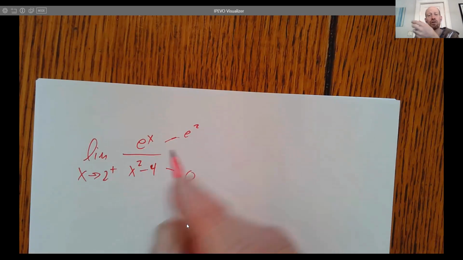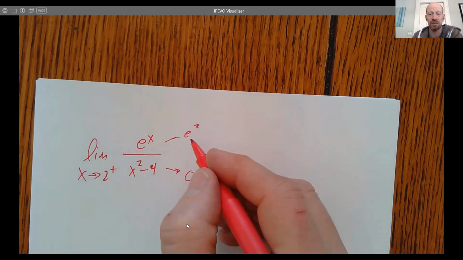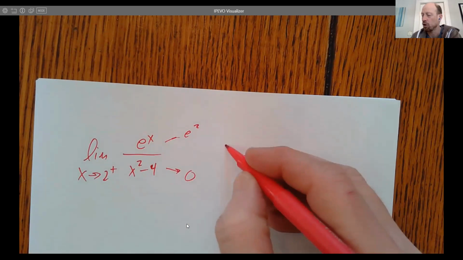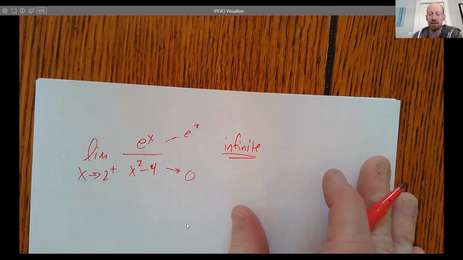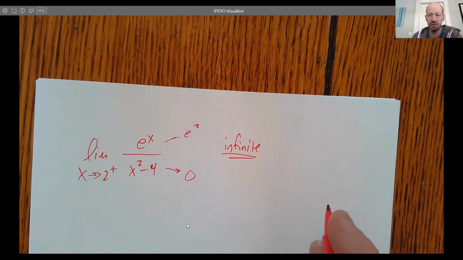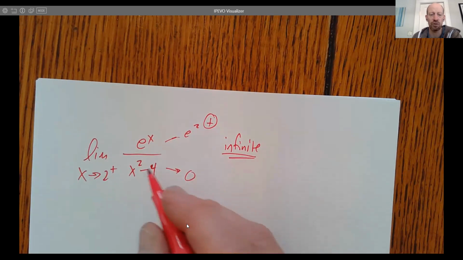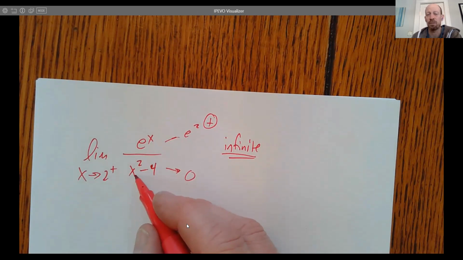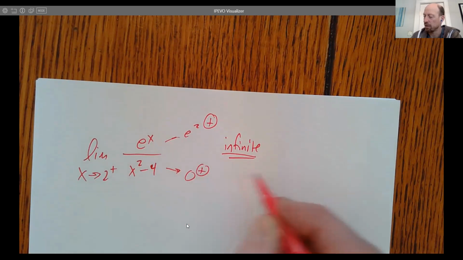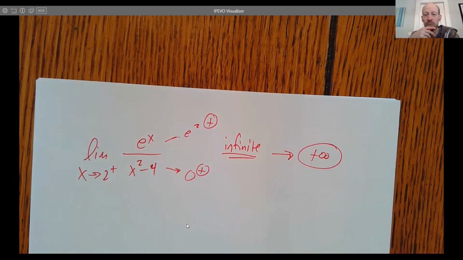If the top and bottom are both 0, then you're going to try to use algebra to rewrite it. If, like in this case, the top is not 0 and the bottom is 0, you make a note and say, okay, this is going to be infinite. Then the question is whether it's positive or negative. I notice that e squared is certainly positive. Since x is going to 2 from the right, its value is bigger than 2, so x squared is bigger than 4. So that's going to be plus, and I know then that it's plus infinity.